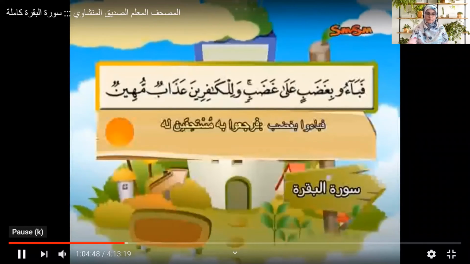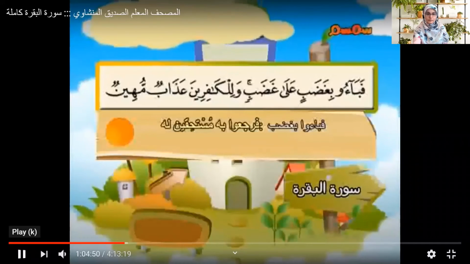Okay, so here again with the word muhinun, since he wants to stop at the end of the ayah, he replaces the tanween of damma with sukun and recites as adabun muhin.